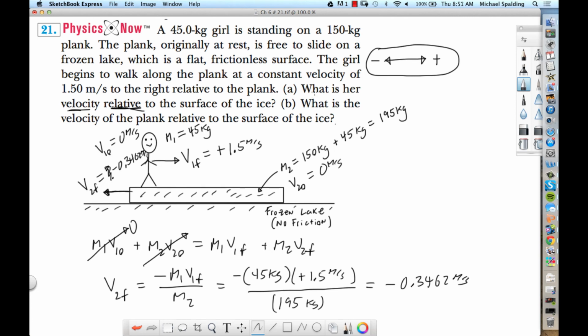All right, so first question, what is her velocity relative to the surface of the ice? So basically relative to the earth. The best way to do this is just imagine yourself walking on one of those moving sidewalks. If you are walking with a velocity of 1.5, but the surface that you're walking on is moving the other direction at 0.34 meters per second, what would be your velocity relative to the earth? It's like when you're on a moving sidewalk.